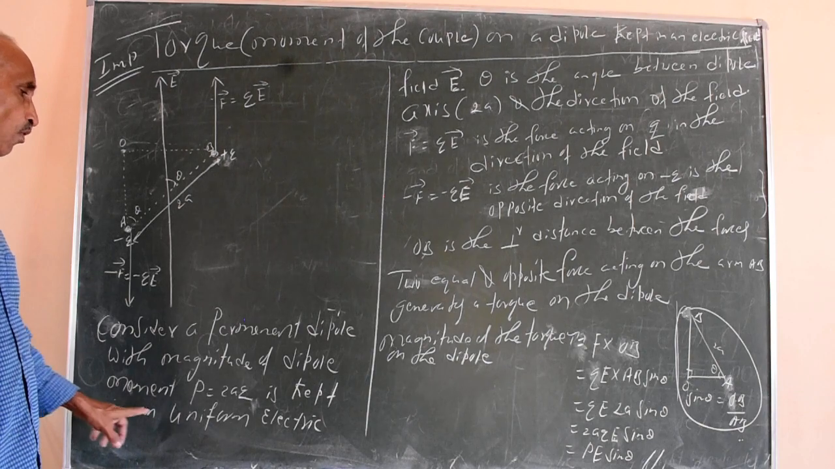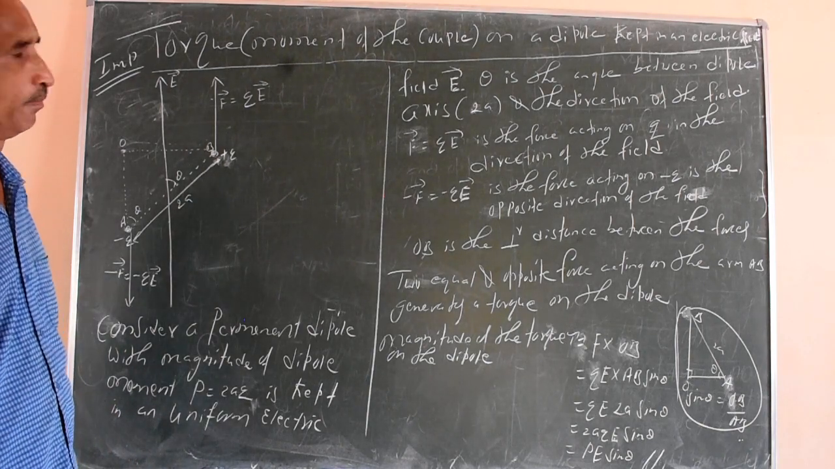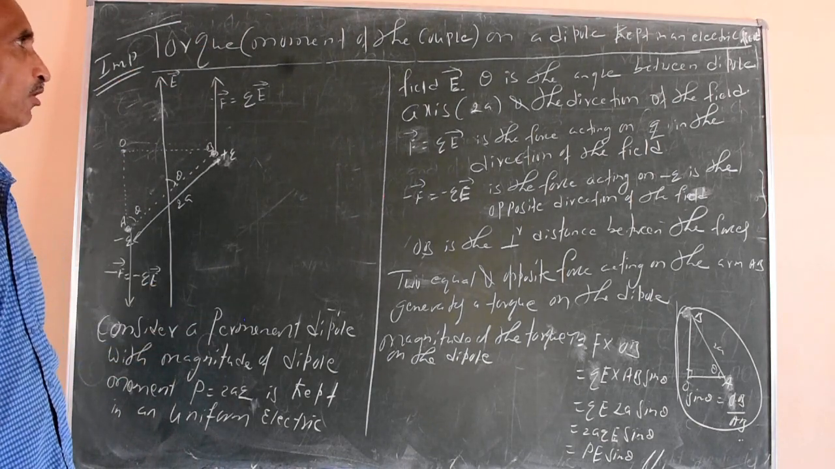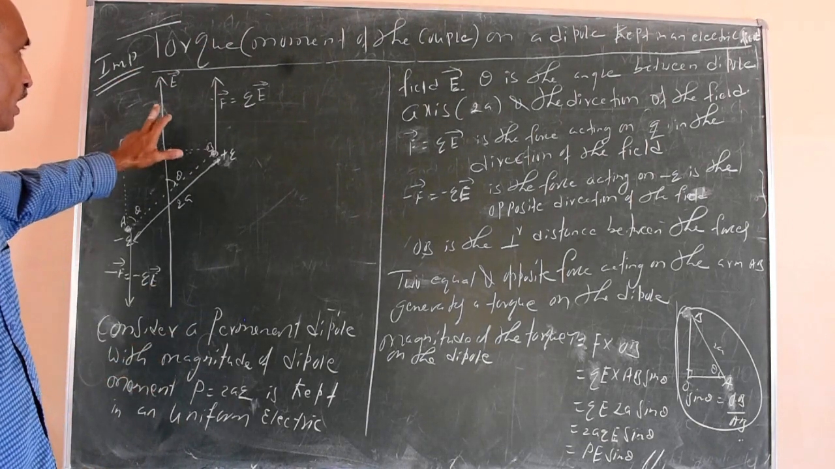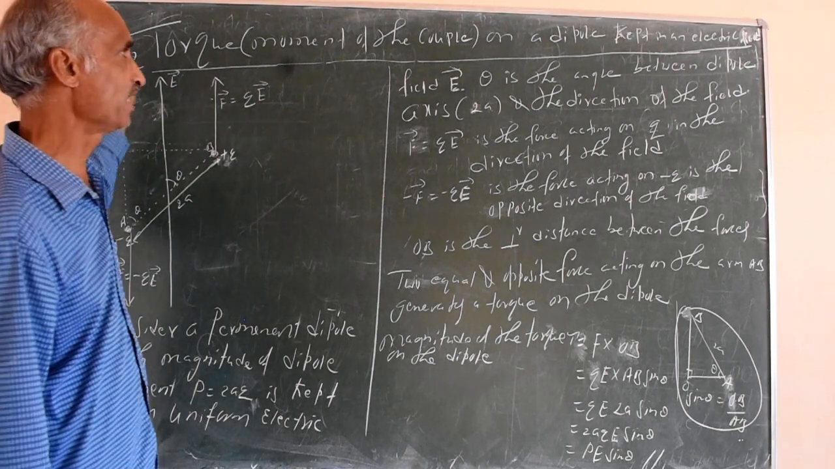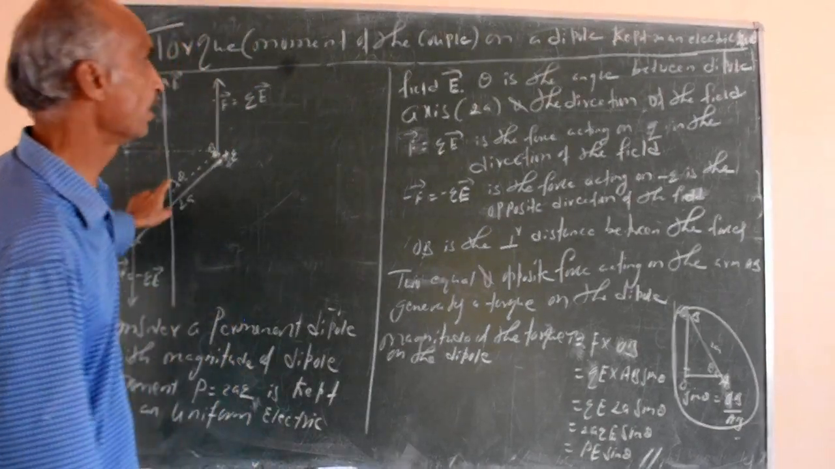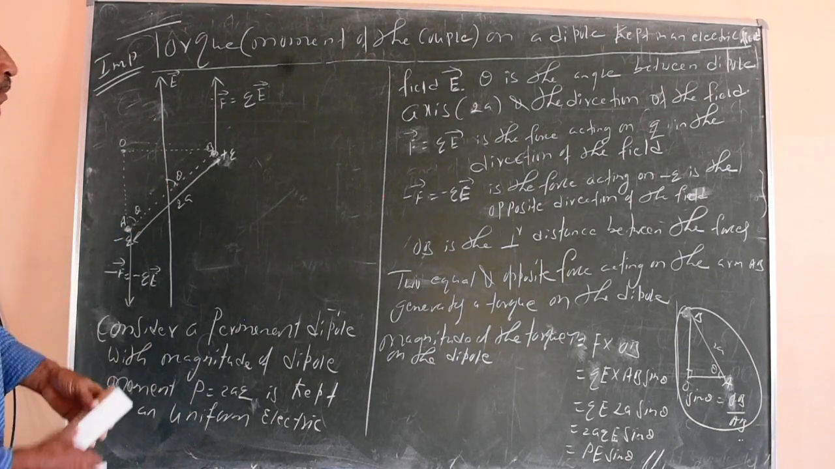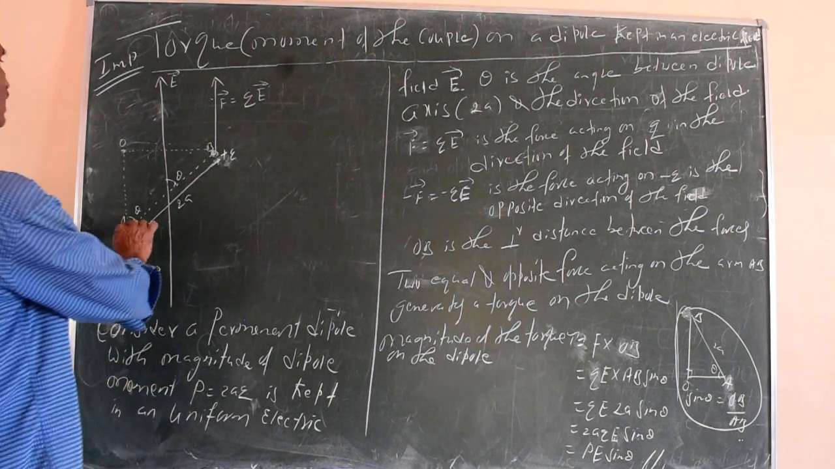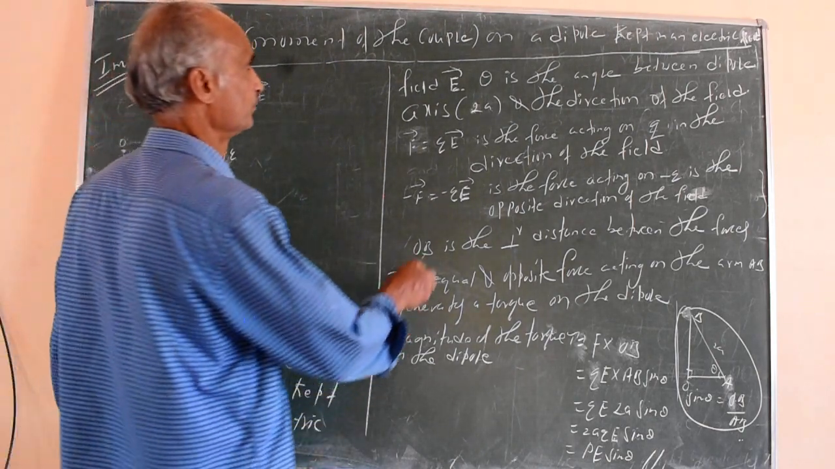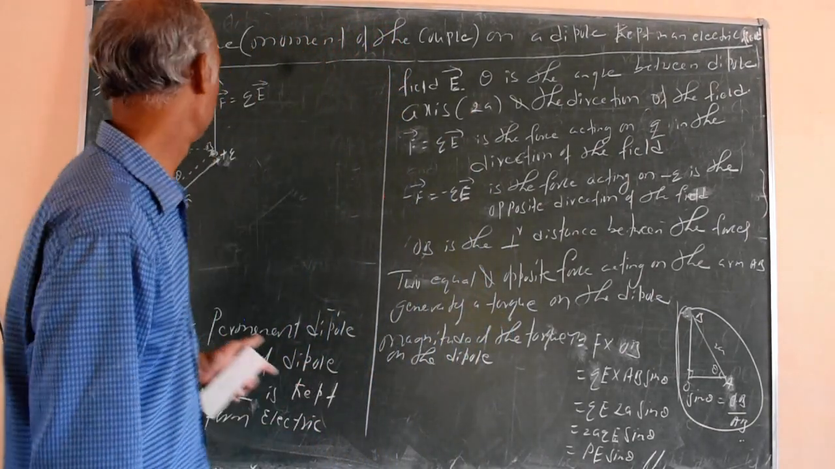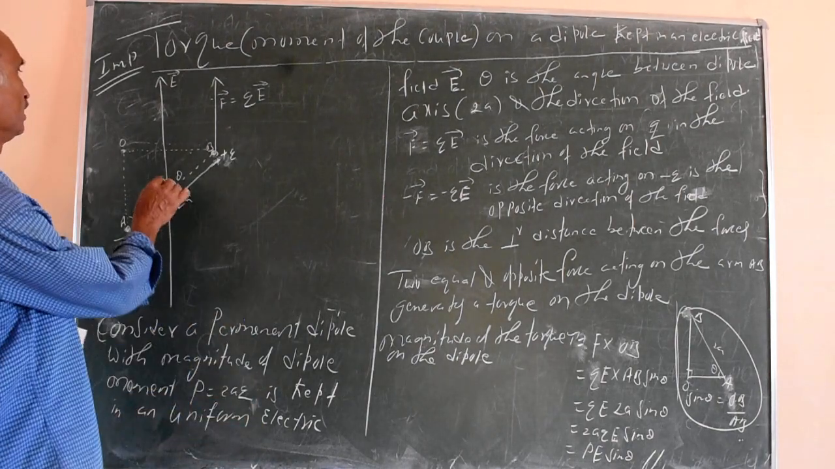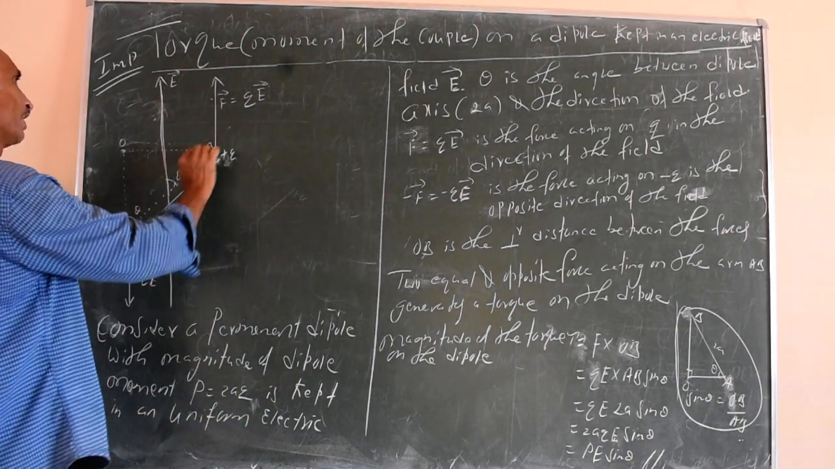Kept in a uniform electric field, E bar. Uniform electric field means the strength of the field is the same everywhere. That is the meaning of uniform electric field E bar: the magnitude of the field everywhere is the same. Theta is the angle between the axis of the dipole, whose length is 2a, and the direction of the field. Theta is the angle between E bar and the axis of the dipole.